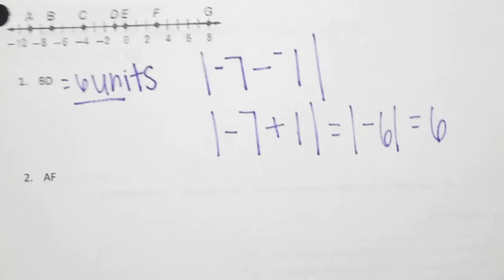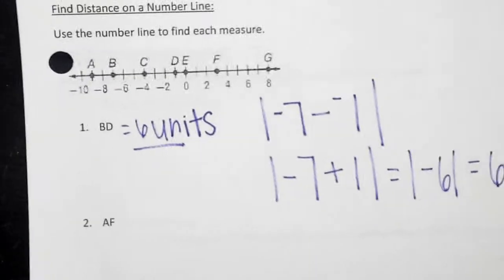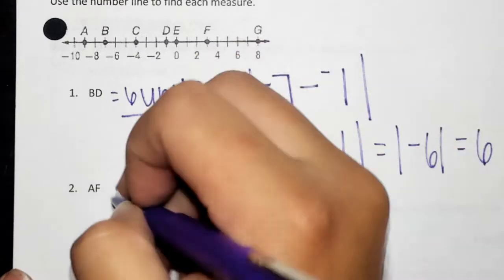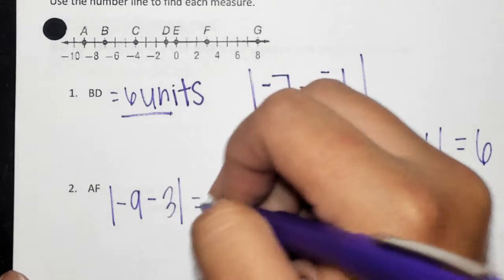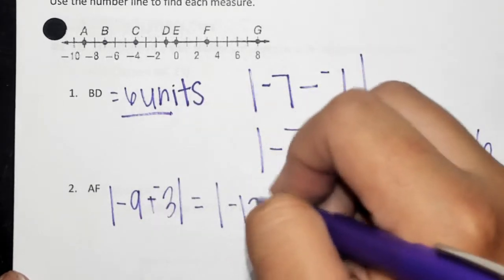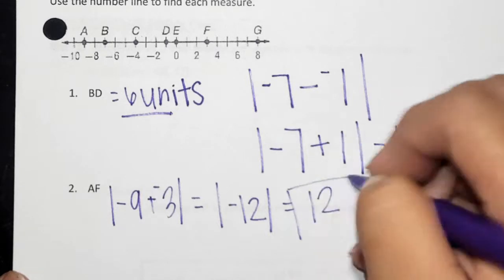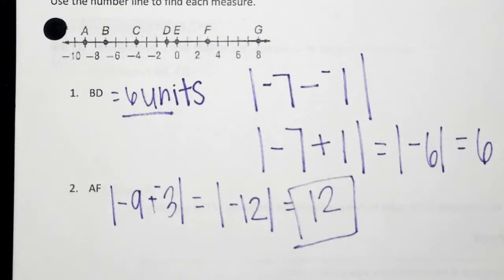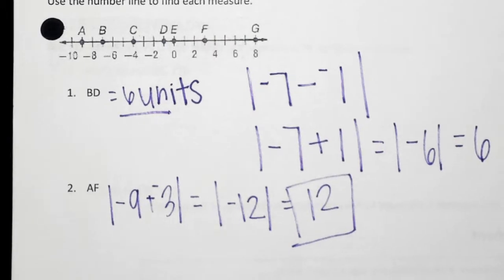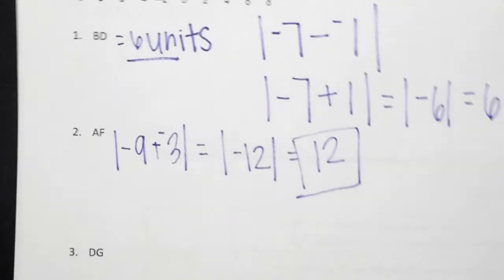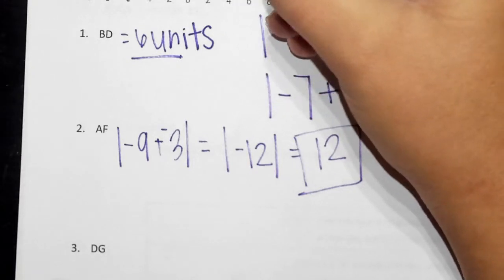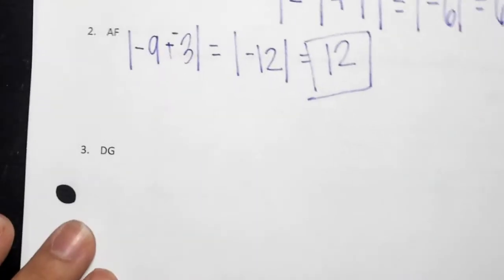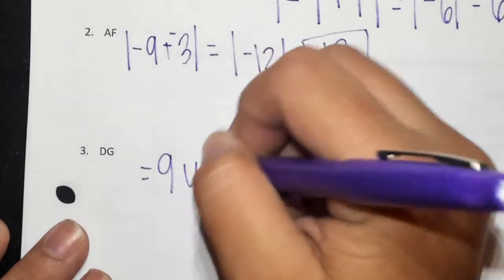Okay, find the distance from A to F. From point A to point F. What'd y'all get? 12. Did y'all count or did y'all use the formula? Okay, do 3. Did y'all get 9? Okay, alright. That was supposed to be the easy part.